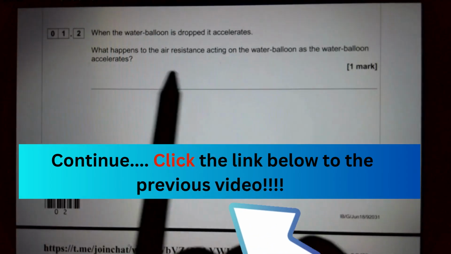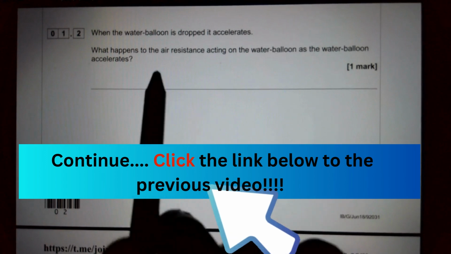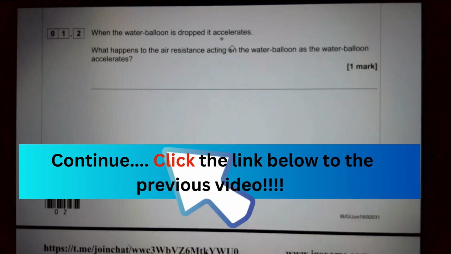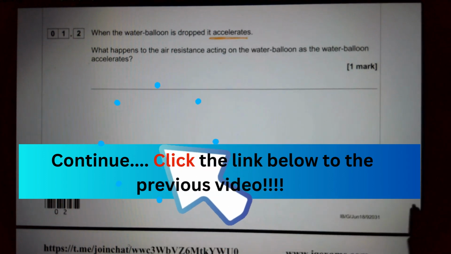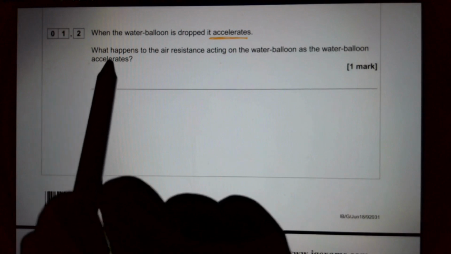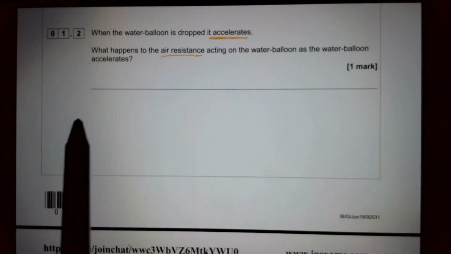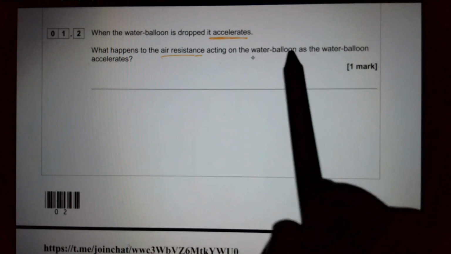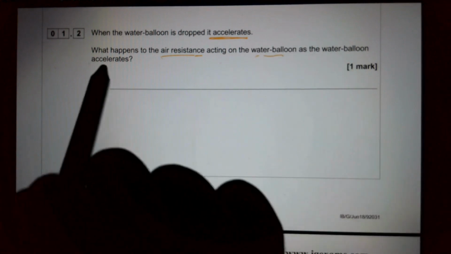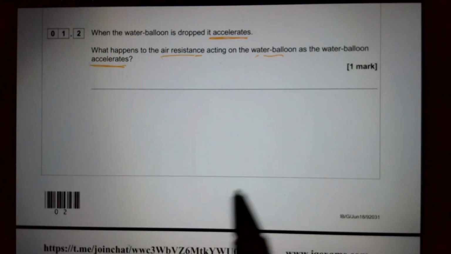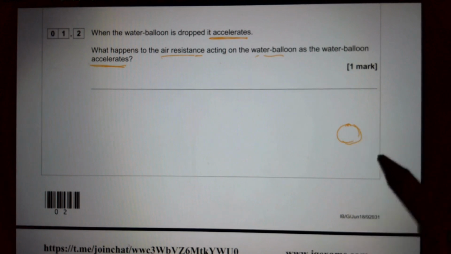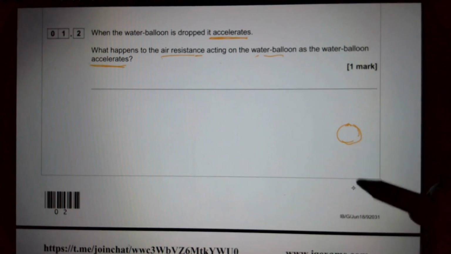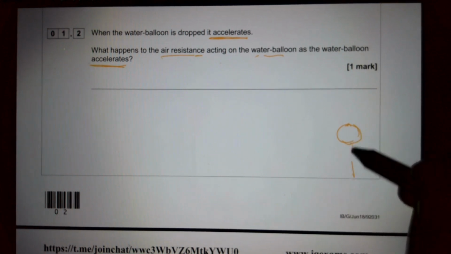All right, next question. When the water balloon is dropped, it accelerates. So acceleration, accelerate, this is our keyword that we need to look at. And now it says, what happens to the air resistance, the force, the air resistance acting on the water balloon as the balloon accelerates? Now they want us to find out what happens when these balloons accelerate downwards. We know that it will be accelerating downwards.